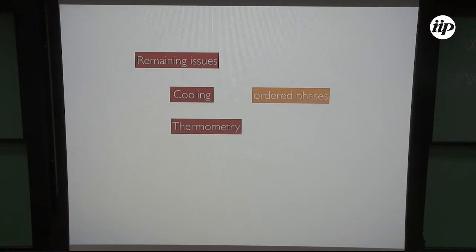So the point here is, the remaining things we have to see is what happens when we cool down, and how do we do thermometry in these systems. And to reach ordered phases, we need to do that. So the point I want to make is that's not a closed issue. Much has been done in that, but there are still some things that need to be done, and going to even lower temperatures to achieve the Néel phase and possibly superconducting phases at half-filling.